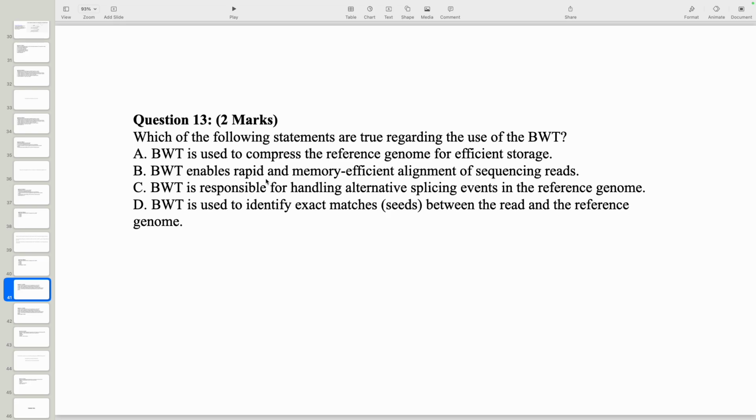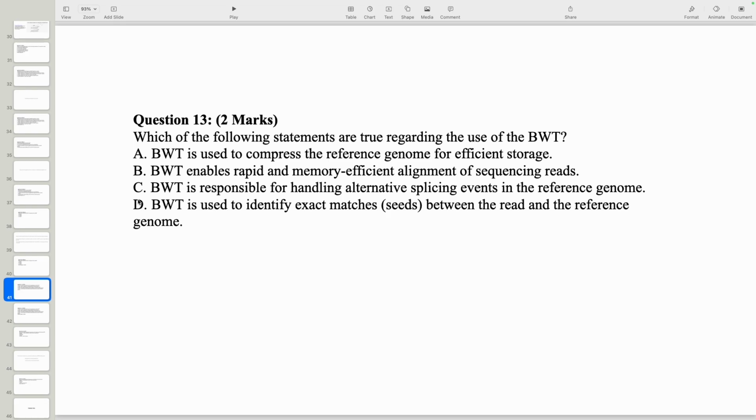BWT enables rapid and memory efficient alignment of sequencing reads, which is also true, because when we do this alignment using BWT, we are taking our seeds or some k-mer of our sequence, and then we are seeing where our k-mer is exactly aligning to our reference genome by using this FM indexing. So by doing this FM indexing, it is comparatively very fast and it is very memory efficient alignment. Then this option is correct.